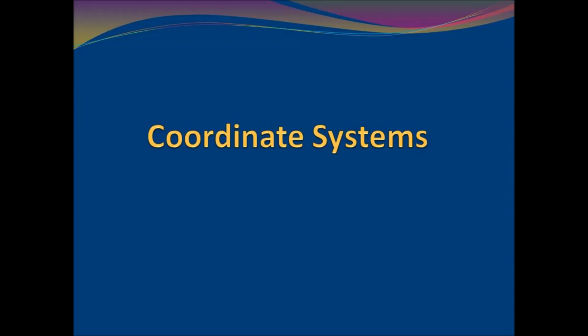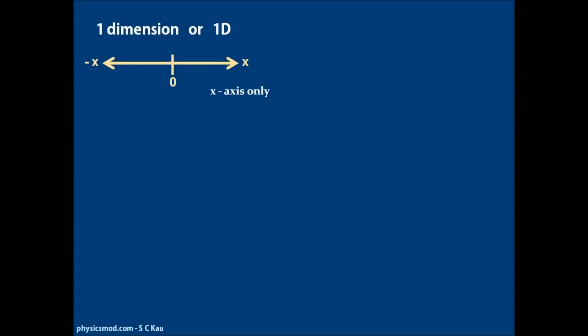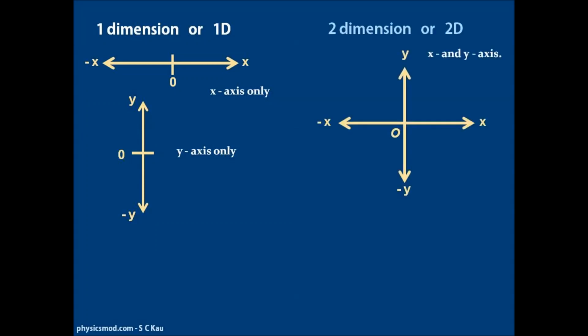Coordinate systems. In basic math, we mostly use the one-dimensional number line with the x-axis. In physics, we also use the one-dimensional y-axis. In two-dimension, we are familiar with the Cartesian coordinate system. It uses both x and y axis and it has the origin O.